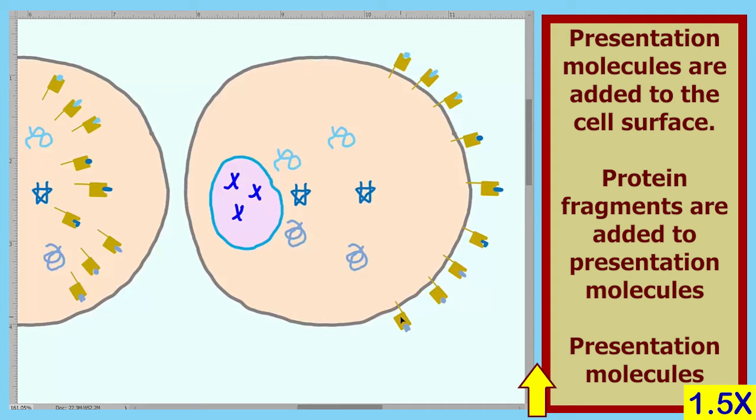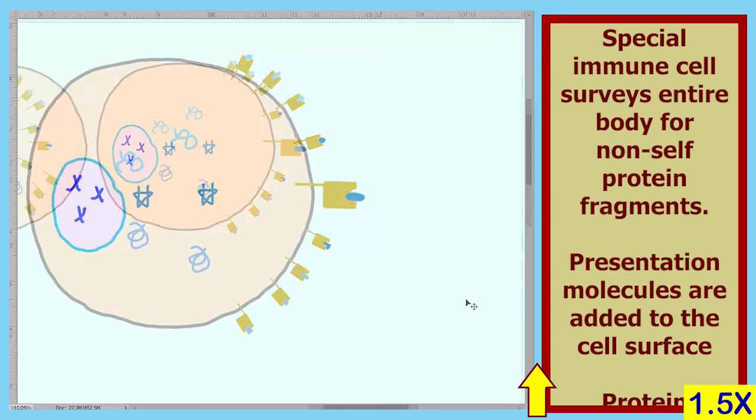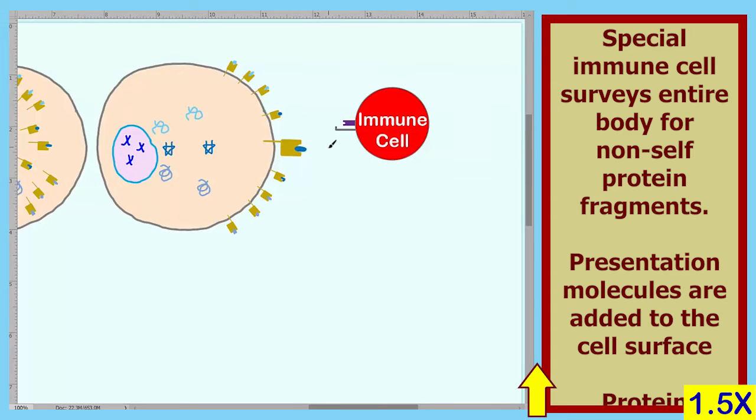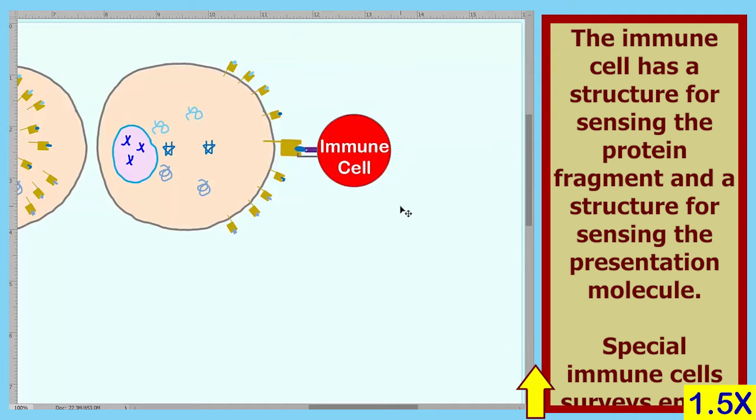To make things easier to visualize, I will make one of the presentation molecules larger. There's a special type of immune cell which reconnoiters and surveils the entire body, checking these fragments. The immune system then checks for protein fragments that are not part of the normal body. The top feature on the immune cell senses the protein fragment. The bottom feature on the immune cell senses the presenting molecule. This is how the interaction would take place here.